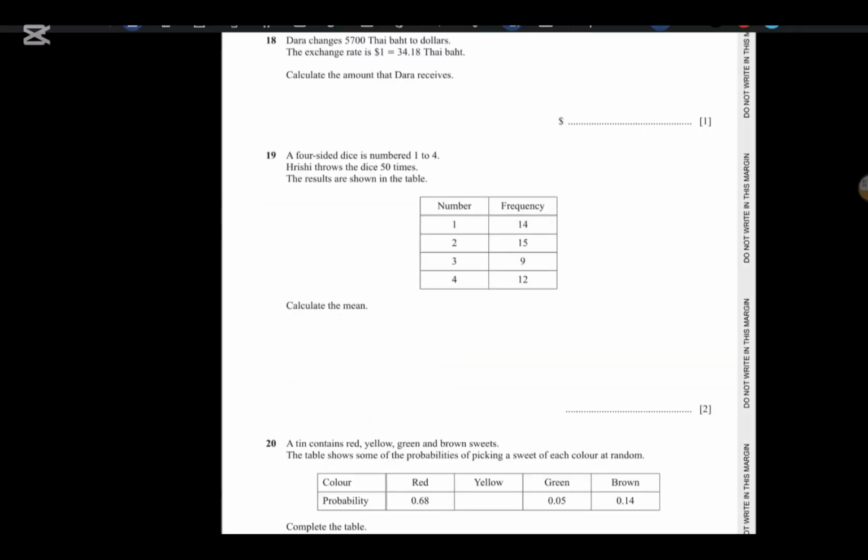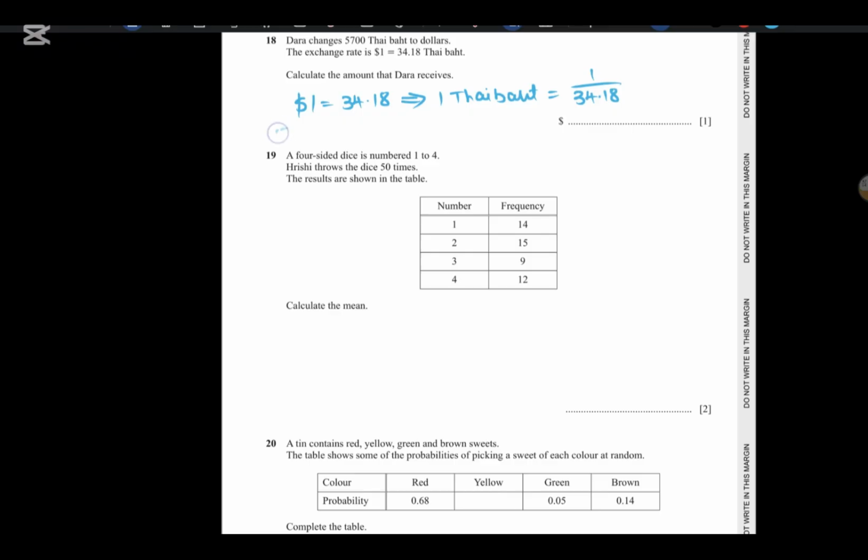Question number 18. Dara changes 5,700 Thai baht to dollars. So this is the currency of Thailand, and Thai baht is changed to dollars. The exchange rate is $1 is equal to 34.18 Thai baht. Calculate the amount Dara receives. So the conversion here you have to find out by taking this conversion of $1 as 34.18. So this gives you 1 Thai baht is equal to 1 by 34.18.